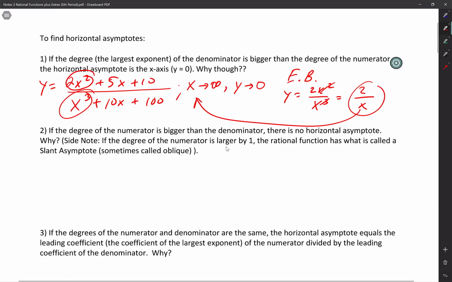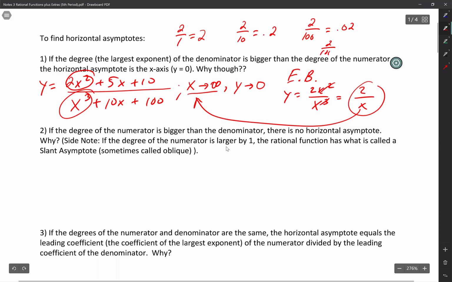And the reason for that, so x approaches infinity. So x is getting larger and larger. 2 divided by 1, so check it out. Don't write this down, just listen. 2 divided by 1 is 2. 2 divided by 10 is 0.2. 2 divided by, and I know that 2 over 10 reduces, but I just want you guys to see something. 2 divided by 100 is 0.02. 2 divided by 1,000 is 0.002. 2 divided by 10,000 is 0.0002. So hopefully you're seeing a pattern that as x is getting larger and larger, the y value is converging at y equals 0.